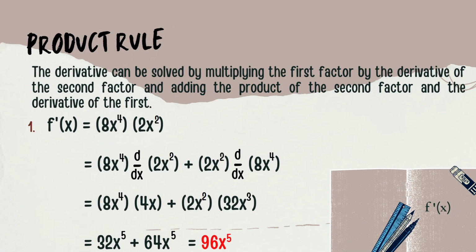Last rule. Product rule is also a long one, but to remember it more quickly, don't forget the phrase: first D second plus second D first.